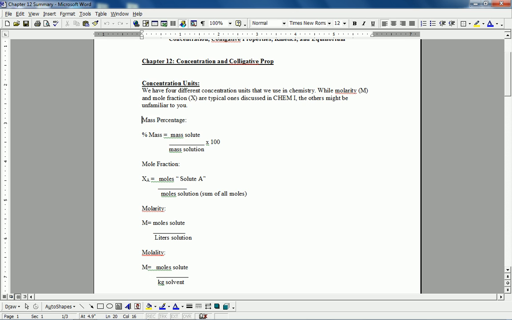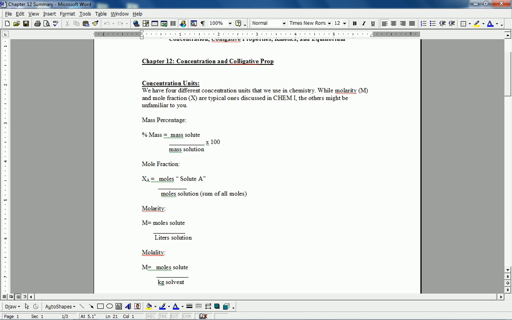The first one is mass percentage. Remember, percentage is a fraction, so part, the solute, is the part, the solution is the whole. Part divided by the whole, and to get the percentage, times 100. Since this is percentage by mass, of course we'll be using masses of solutes and solutions here.